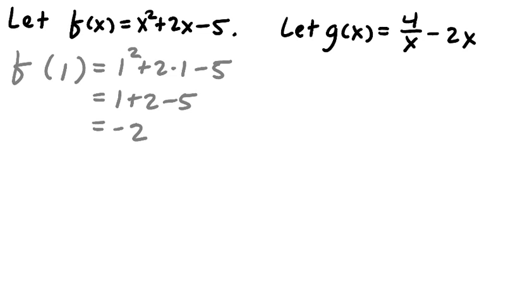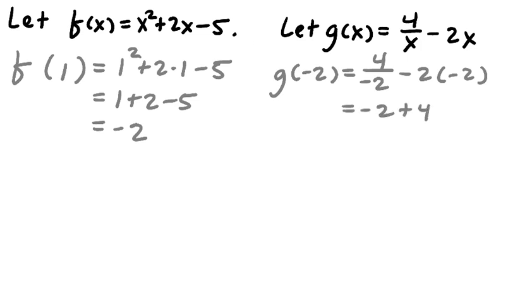Now, something like g of negative 2 is going to be 4 divided by negative 2 minus 2 times negative 2. So this is negative 2 plus 4, which is positive 2. But I know y'all already know how to do that.